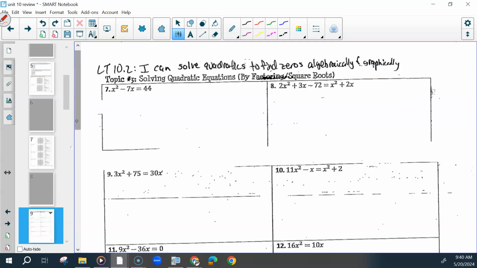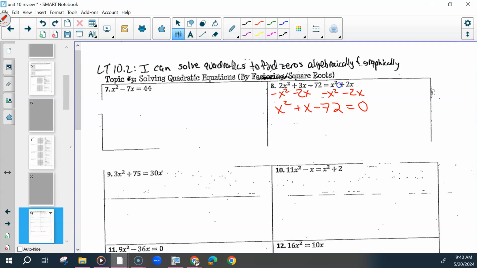So anytime you have a problem like this, if you wanted to check it in your calculator, it has to be set up equal to 0. To do that, move your terms to wherever your x squared term would be positive. So I'm going to move them both to the left by subtracting. So we have x squared plus x minus 72 equals 0.